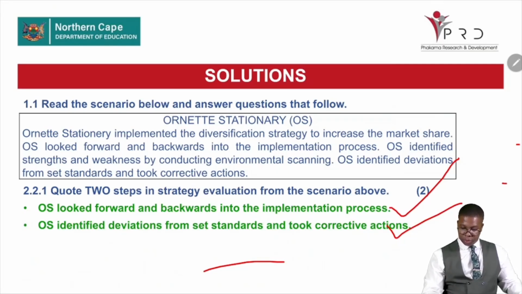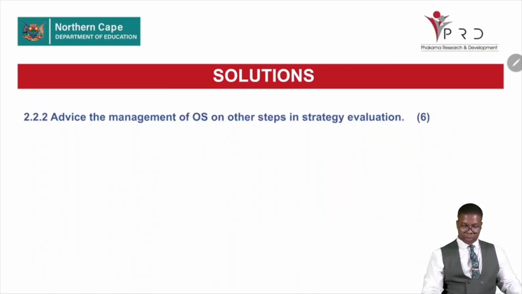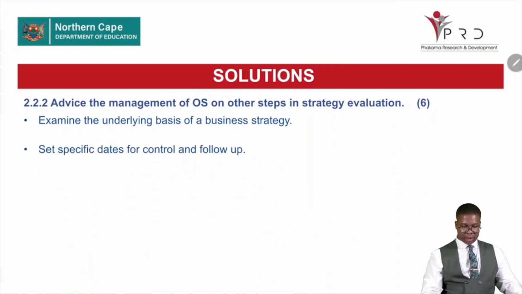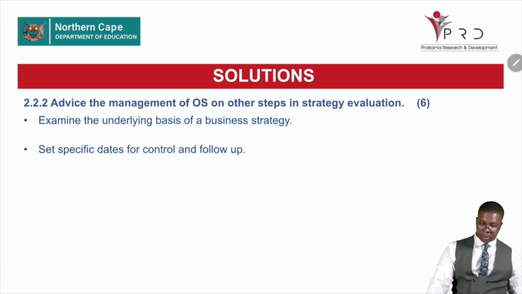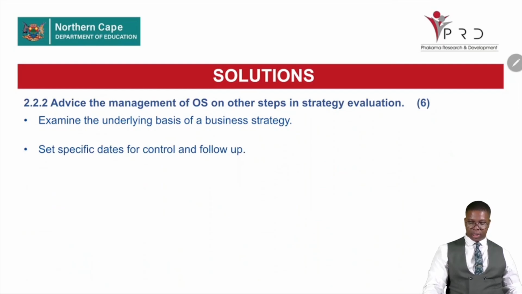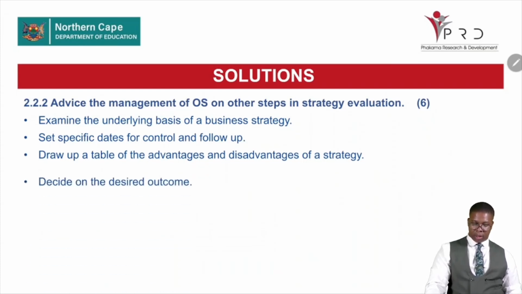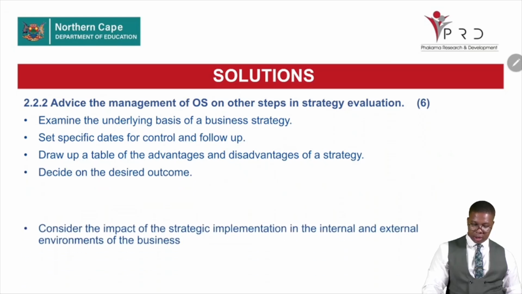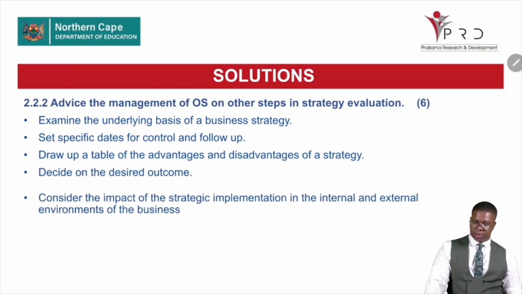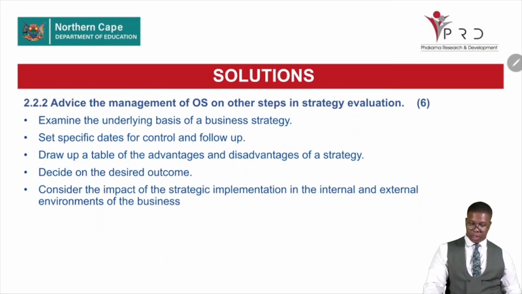Then we move to another aspect, to explain other steps in strategy evaluation. This would be to examine the underlying basis of a strategy, to set specific dates for control and follow-ups, to draw up, for instance, a table of advantages and disadvantages, and also to decide on the desired outcome and consider the impact of the strategic management or implementation in the internal and external environment. And then that would be all.